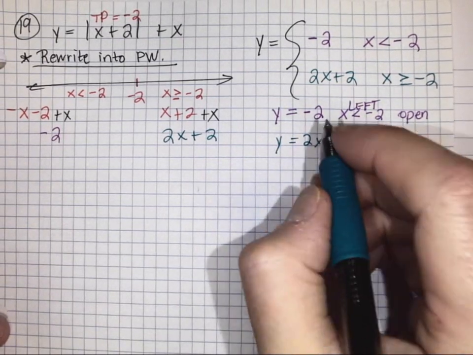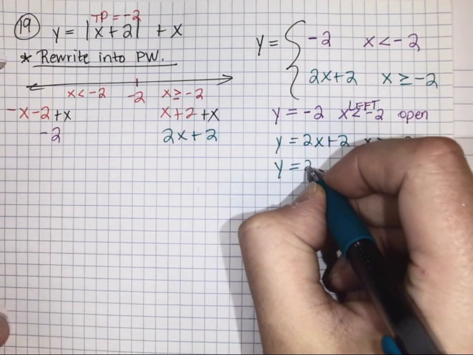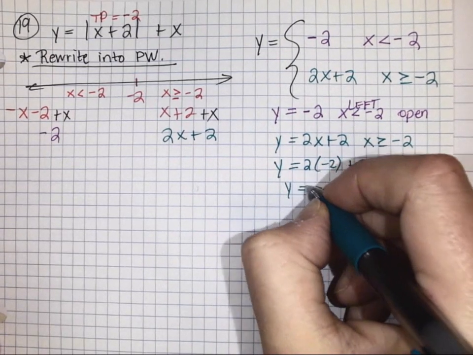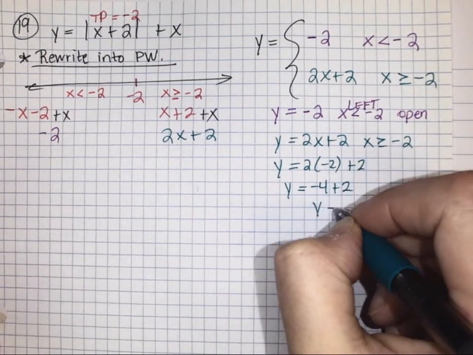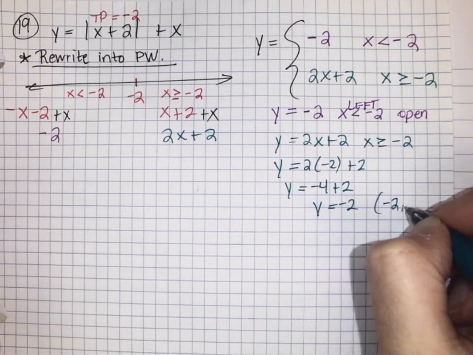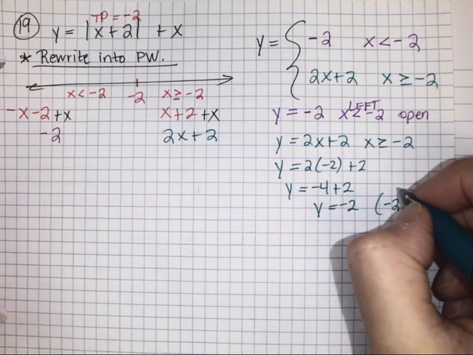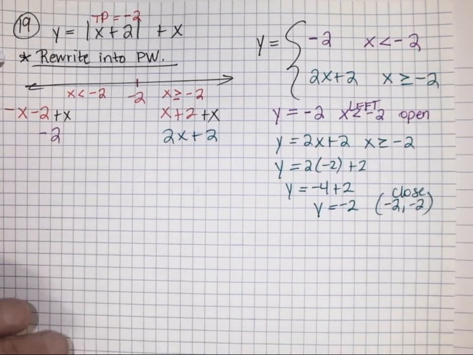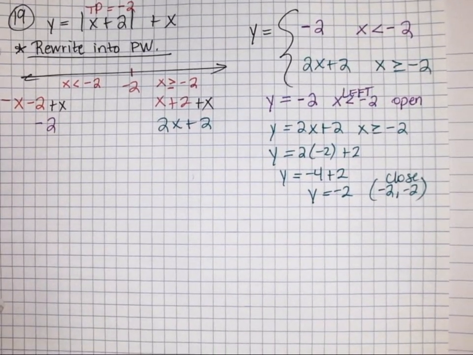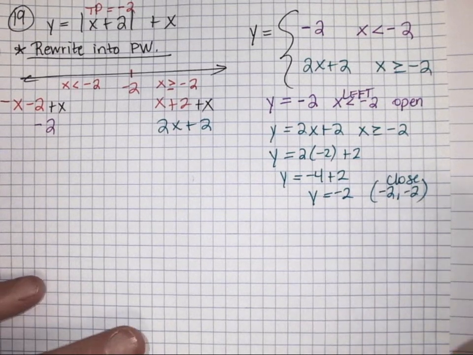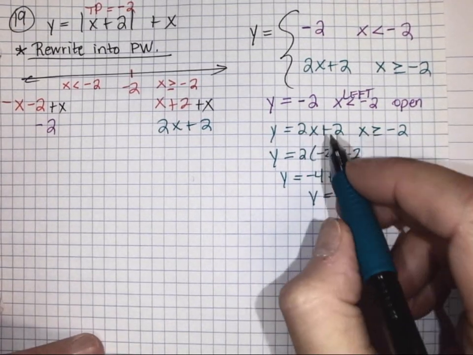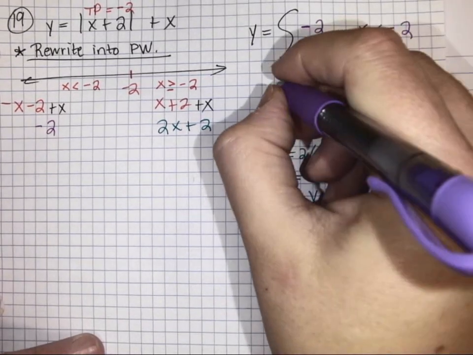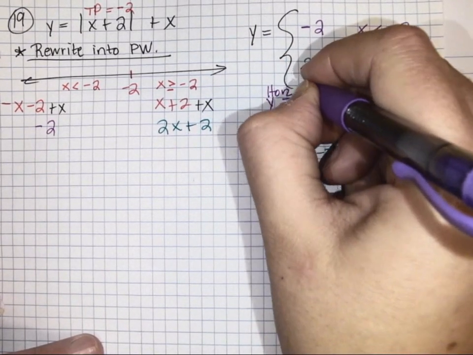You're going to plug in so you can see where you start. So plug in -2 for x, and you're going to get -4 plus 2, which is -2. So you're going to start at -2, -2, and that's going to be closed. Notice that they share the same starting point, which is what you should see. And my slope was 2. This is a horizontal line.